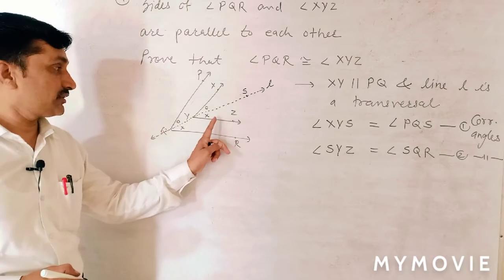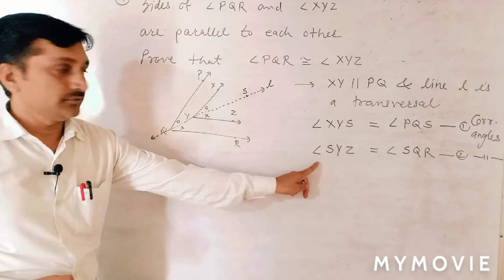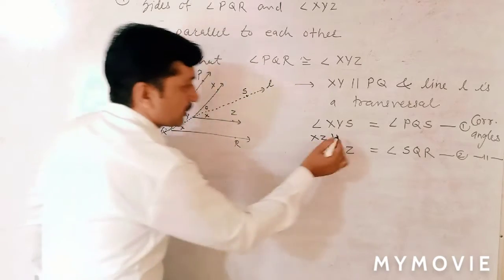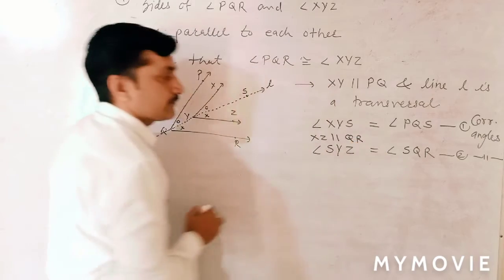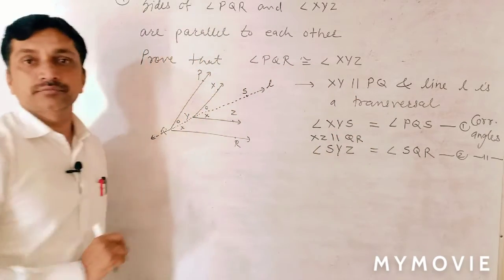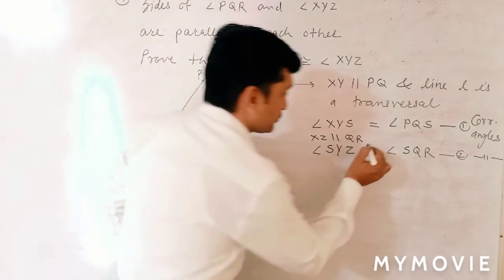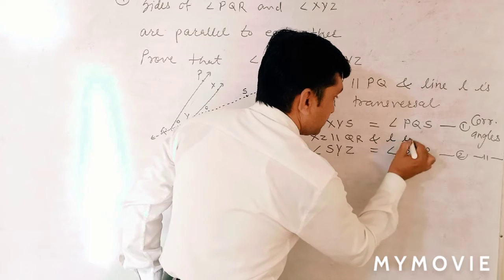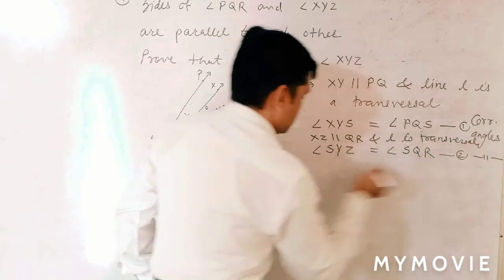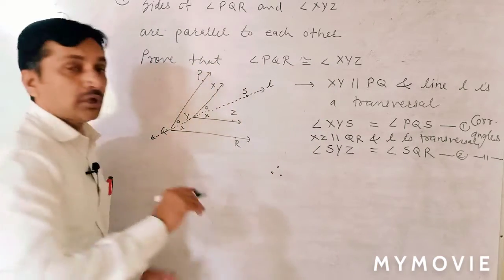On this side, now here XZ is parallel to QR. For this, XY is parallel to PQ. The parallel lines are changed, and the line here is a transversal, same. And here is the transversal. And now this one, second. Therefore, what to do now?